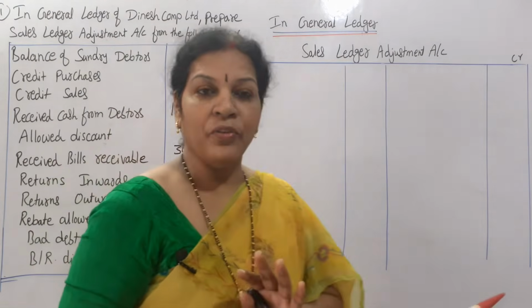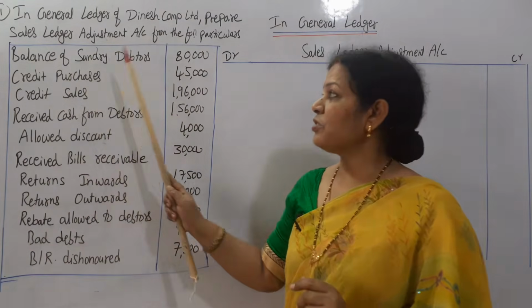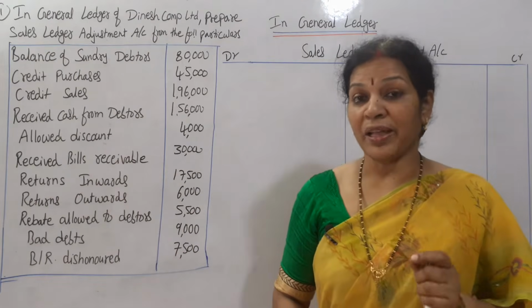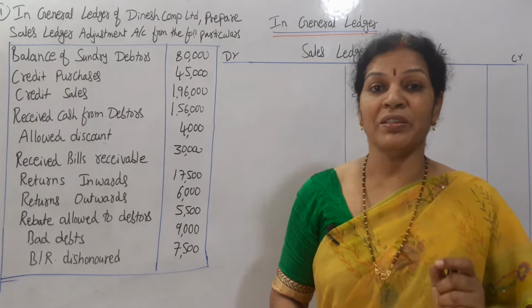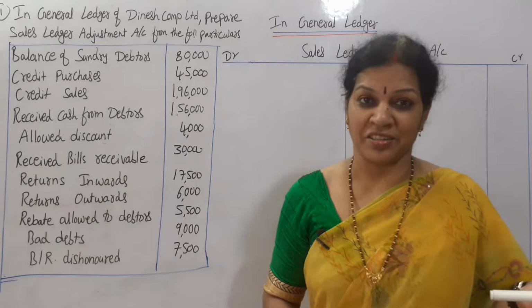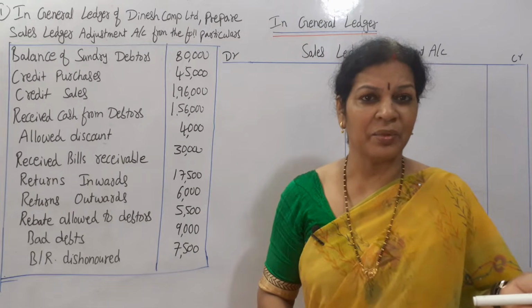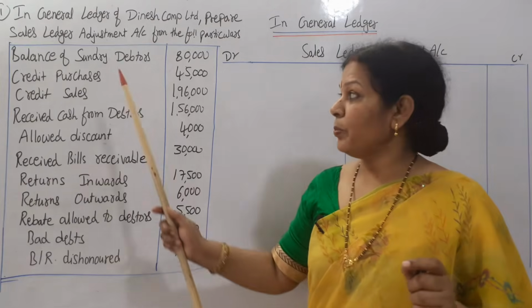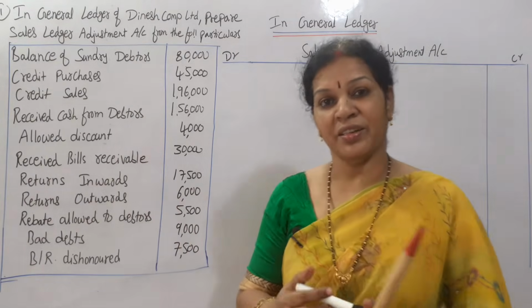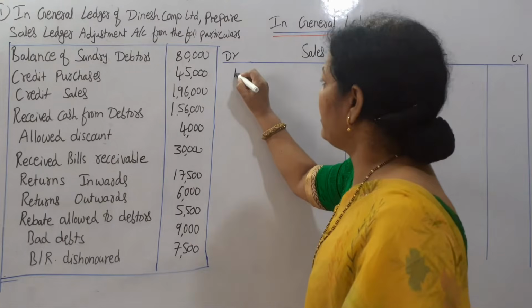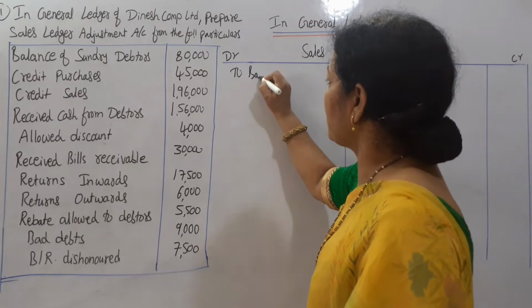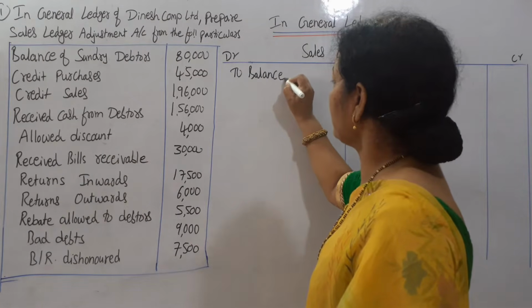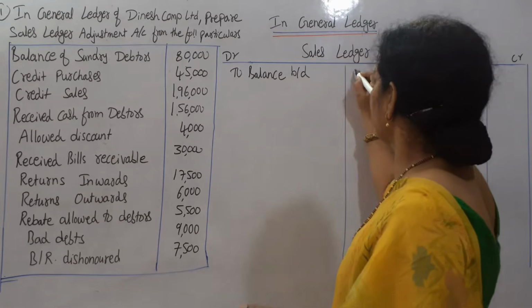Okay. Now first we will start with balance of sundry debtors. Balance of sundry debtors will always be on the debit side. Debtors are asset. All the assets will be on the debit side. We know the general accounting principle rule, right. So opening balance will always be on the debit side. So I am writing here to balance brought down. How much is it? 80,000.